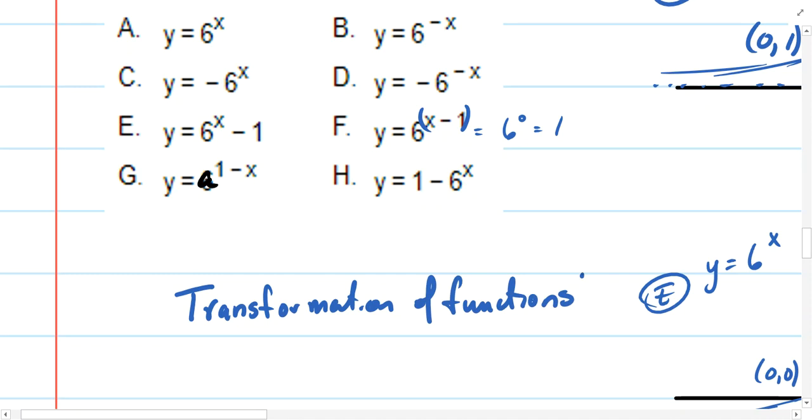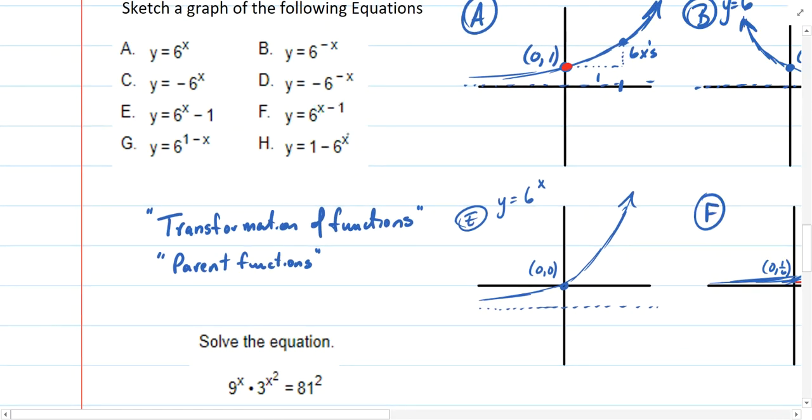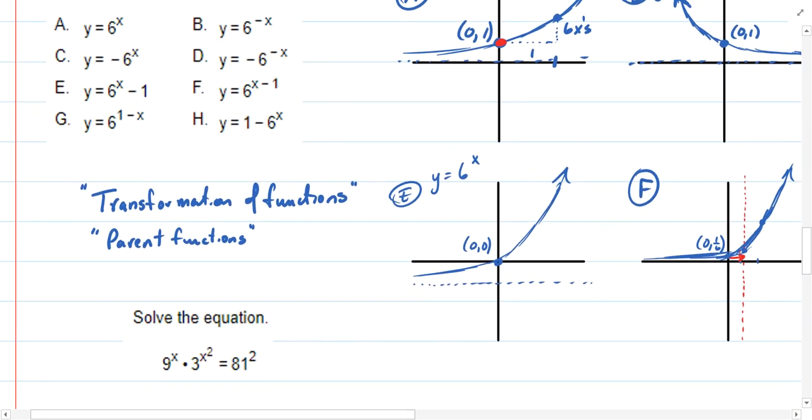But transformation of functions will allow you to take a parent function, you may even want to search that phrase too, a parent function, and shift or stretch or translate it into new positions. And that's essentially what we're doing here. We're starting with a parent function or the basic function of exponentials, and we're moving it to different positions.